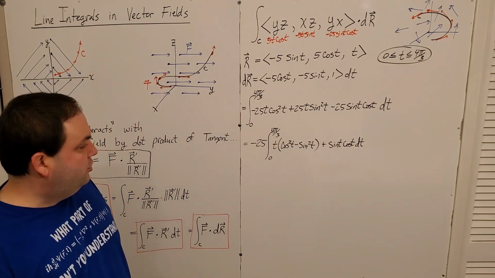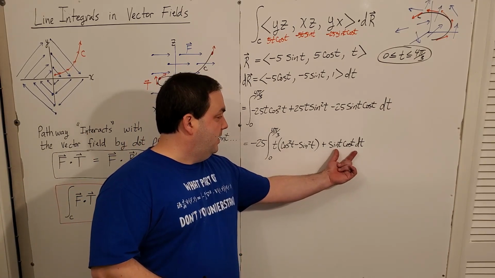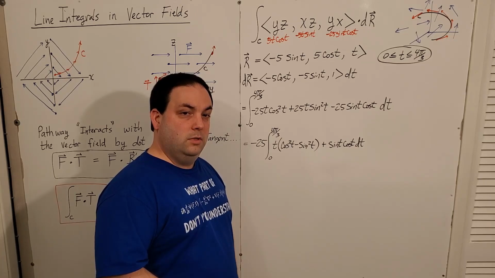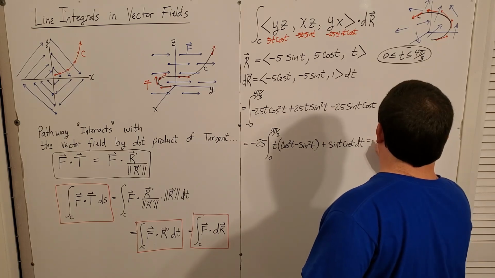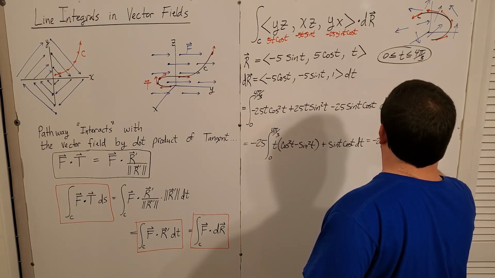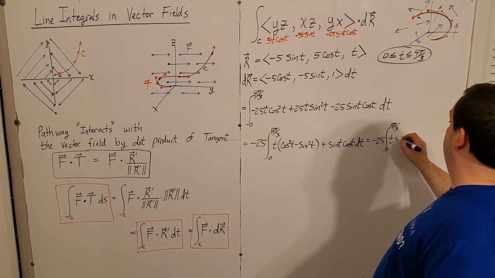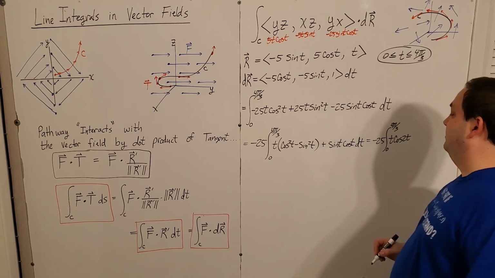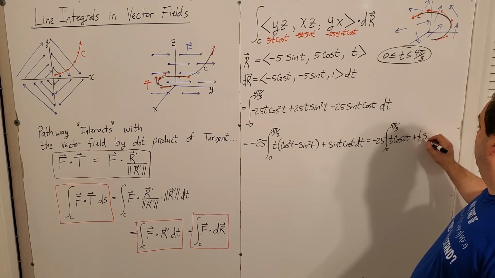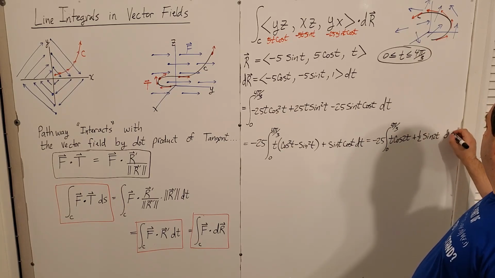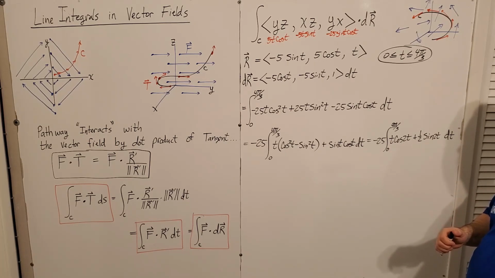Okay, now those should look familiar to you, those trig pieces right there. Those are some basic trig identities from your double angle days. Right? This is just going to be negative 25 integral 0 to 4 pi over 3. I'll have t times cosine 2t and plus 1/2 sine 2t, like so. Right, it's just a couple of double angles.